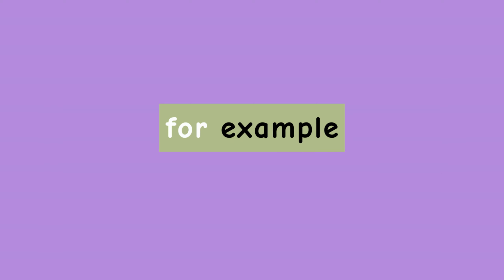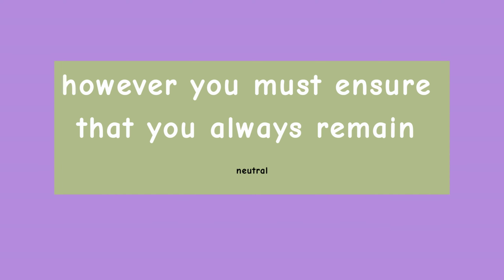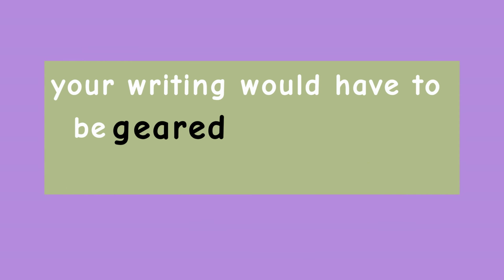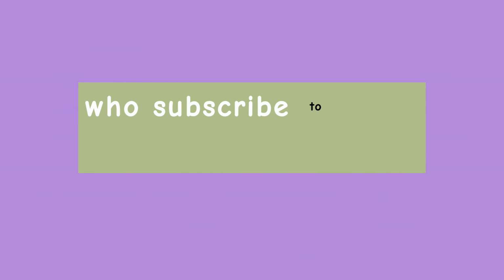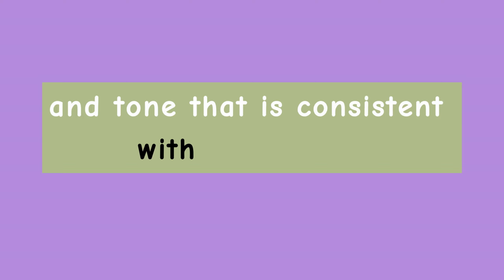For example, let's assume you're looking to write on a current political issue. You may choose to remain neutral and just inform on the matter. That's perfectly fine. However, you must ensure that you always remain neutral. On the other hand, you might choose to state your position and write from that perspective. Therefore, your writing would have to be geared toward those folks who subscribe to your specific position. That means using the type of language and tone that is consistent with those folks.